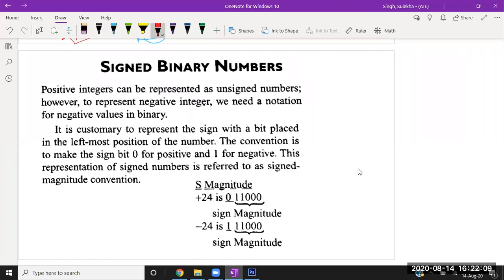Now, okay, is that clear till now? If it is clear, write yes in the chat box.